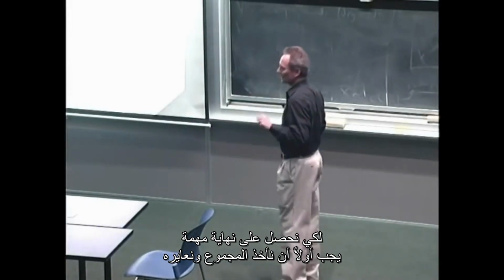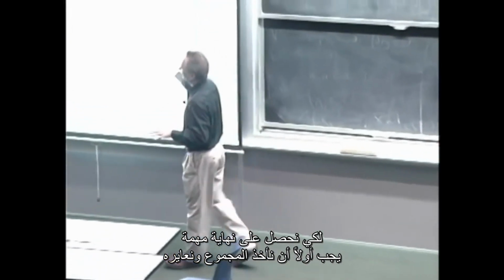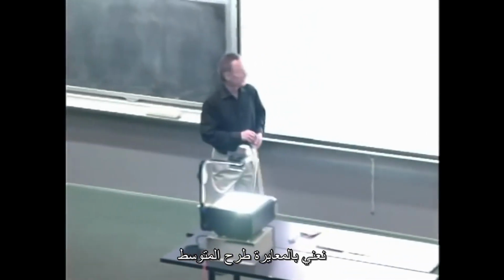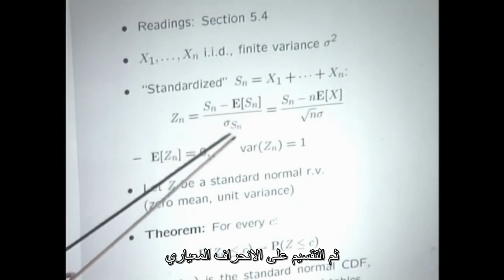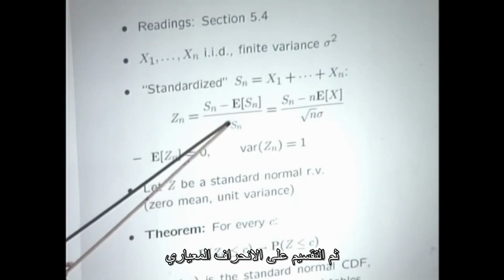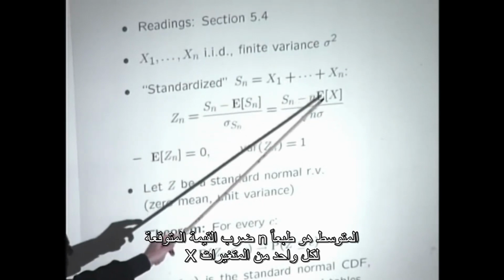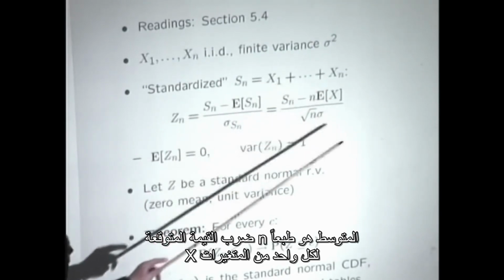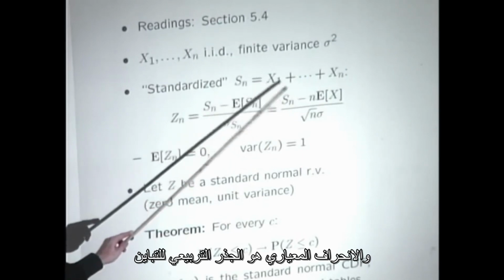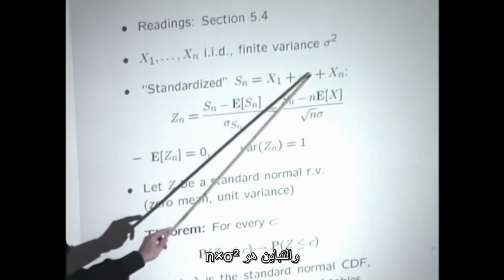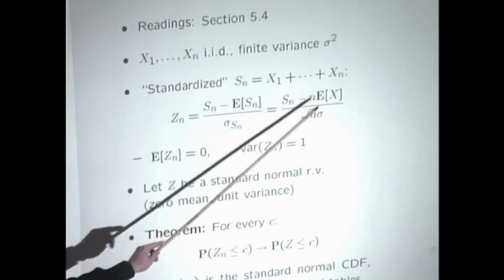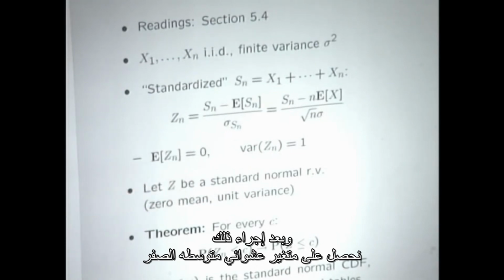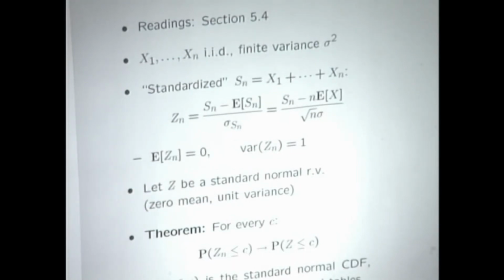In order to get an interesting limit, we need first to take the sum and standardize it. By standardizing it, what we mean is to subtract the mean and then divide by the standard deviation. Now, the mean is, of course, n times the expected value of each one of the x's, and the standard deviation is the square root of the variance. The variance is n times sigma squared, where sigma squared is the variance of the x's. So that's the standard deviation. After we do this, we obtain a random variable that has zero mean. It's centered. The variance is equal to 1.